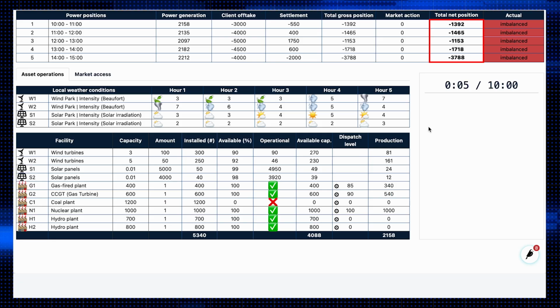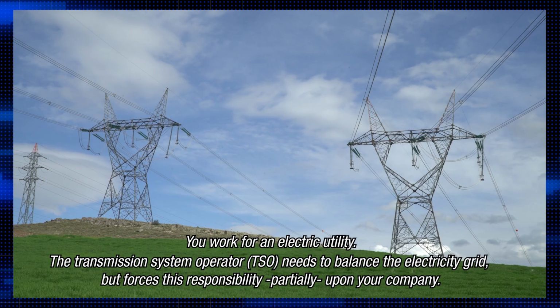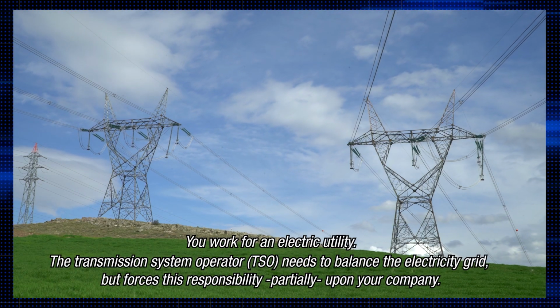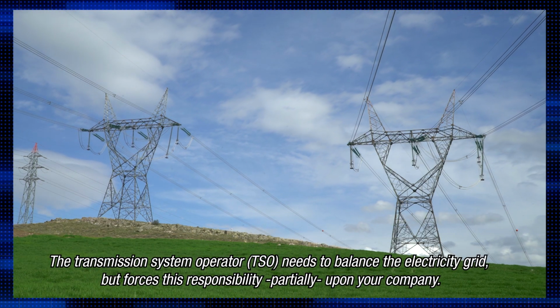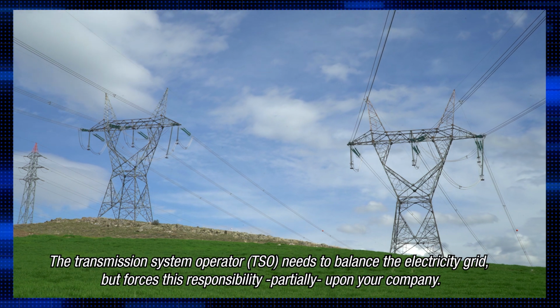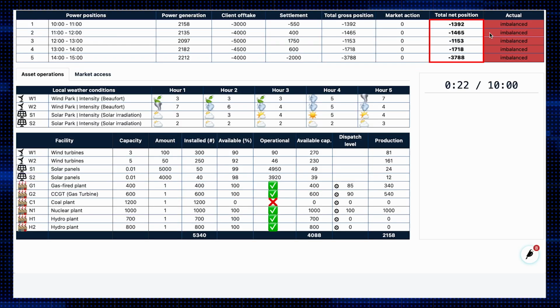Welcome to the world of power balancing. Your situation is as follows. Imagine you are employed by an electric utility. The local transmission system operator, or TSO, has the responsibility to balance the high voltage electricity grid. However, they force your firm, as much as your peers, to balance your portfolio first. So basically, the TSO forwards its responsibility to you and your peers.